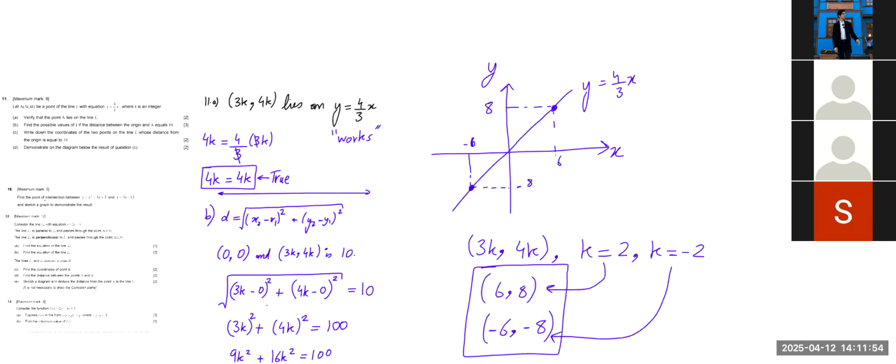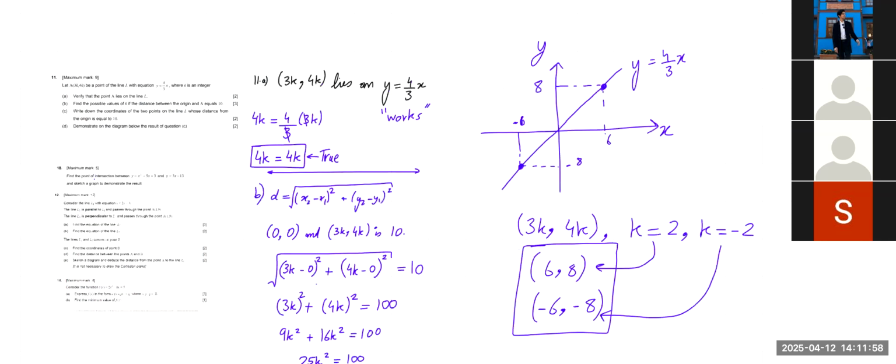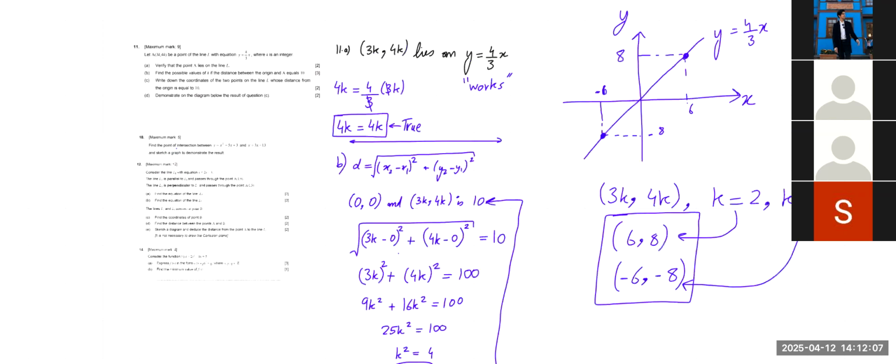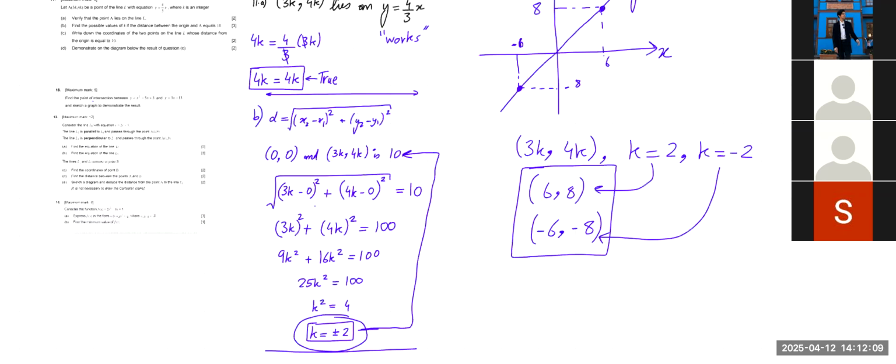So these are your 2 points, and that's the answer. That's it. So again, we got this value of k by asking the question, when is the distance 10? Now the next part is literally them just asking, can you plug in this k into the point and tell us what the actual point becomes for each value of k, and that's it. Is this clear?